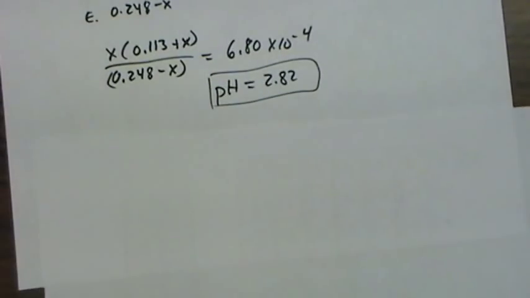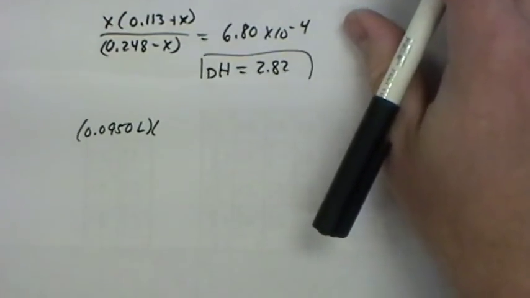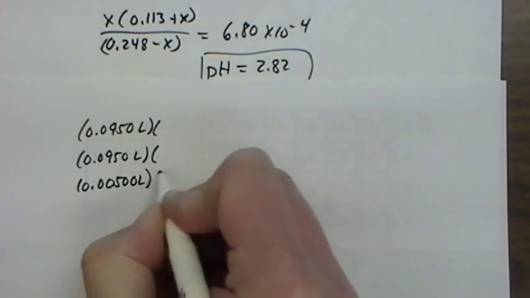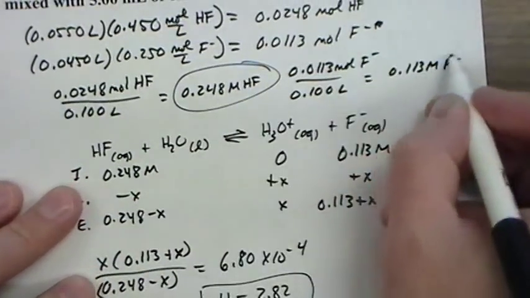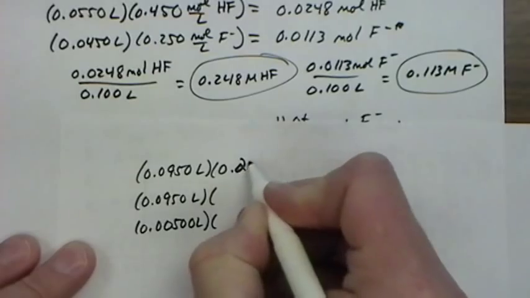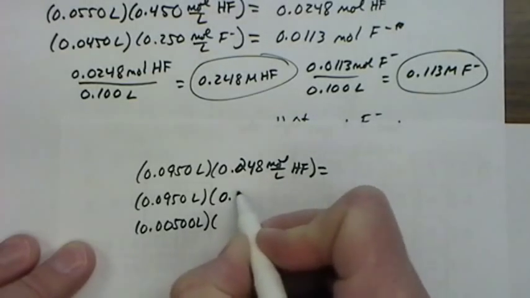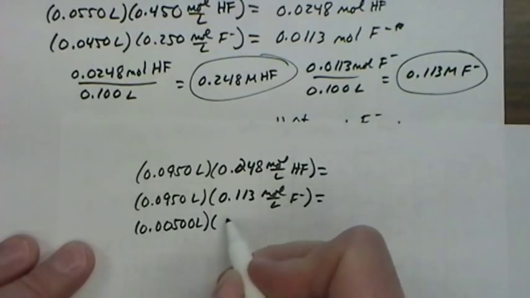Okay, now the part that we're asked to do in the problem is to take 95 mils of the buffer and mix it with 5 mils of the acid. Since we're mixing, we have to change from concentration to moles. So we have 95 mils of the buffer. Here are our new concentrations, so we just multiply them by the volume, which is 0.095. And this is 0.113. So we made our buffer. Now we're taking a sample of it, 95 mils, and we're going to mix it with 5 mils of the acid.